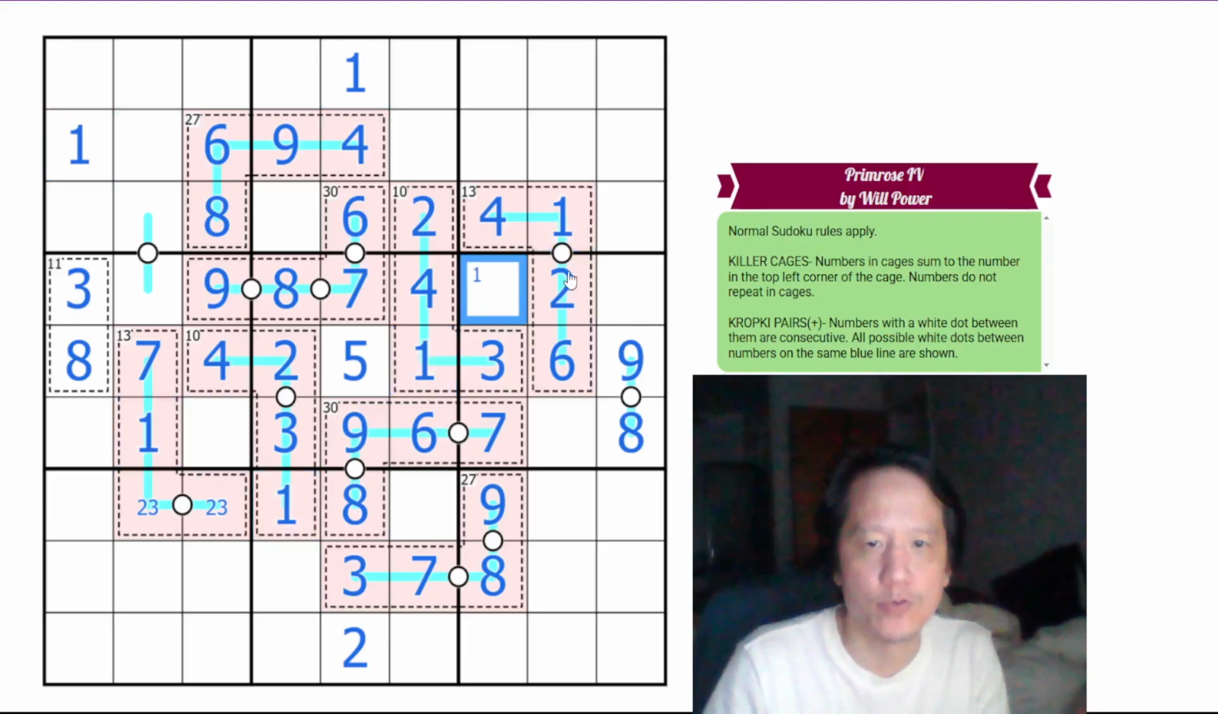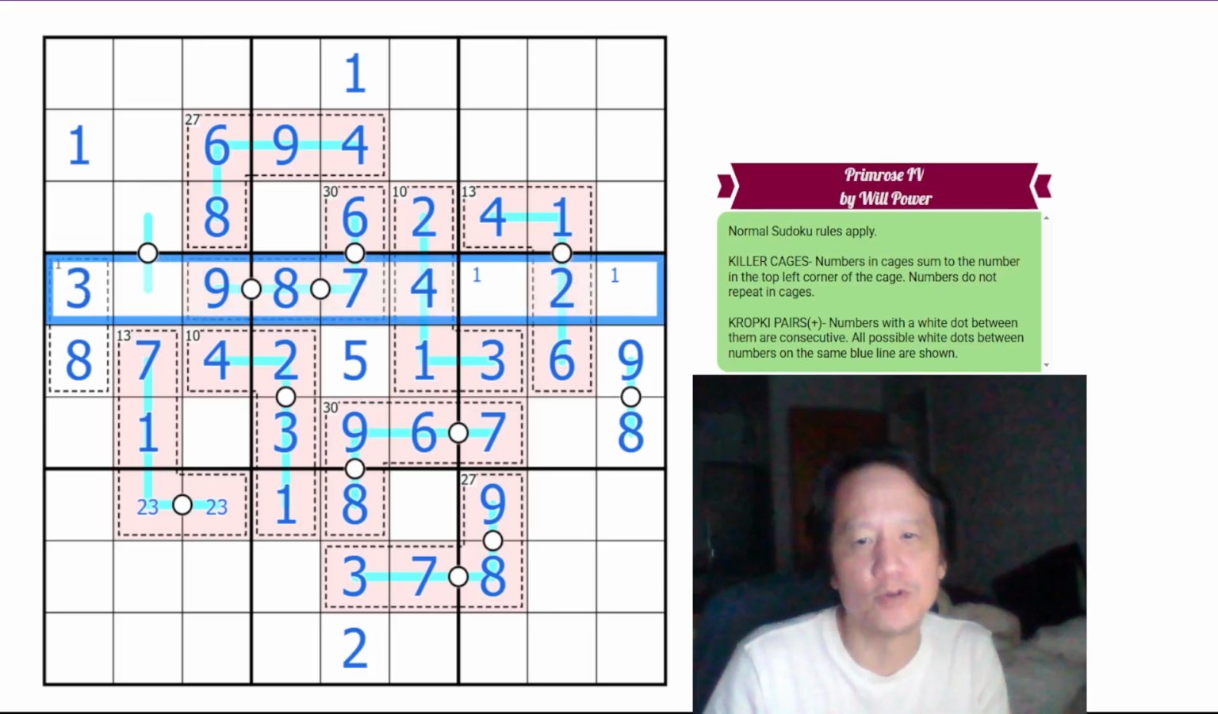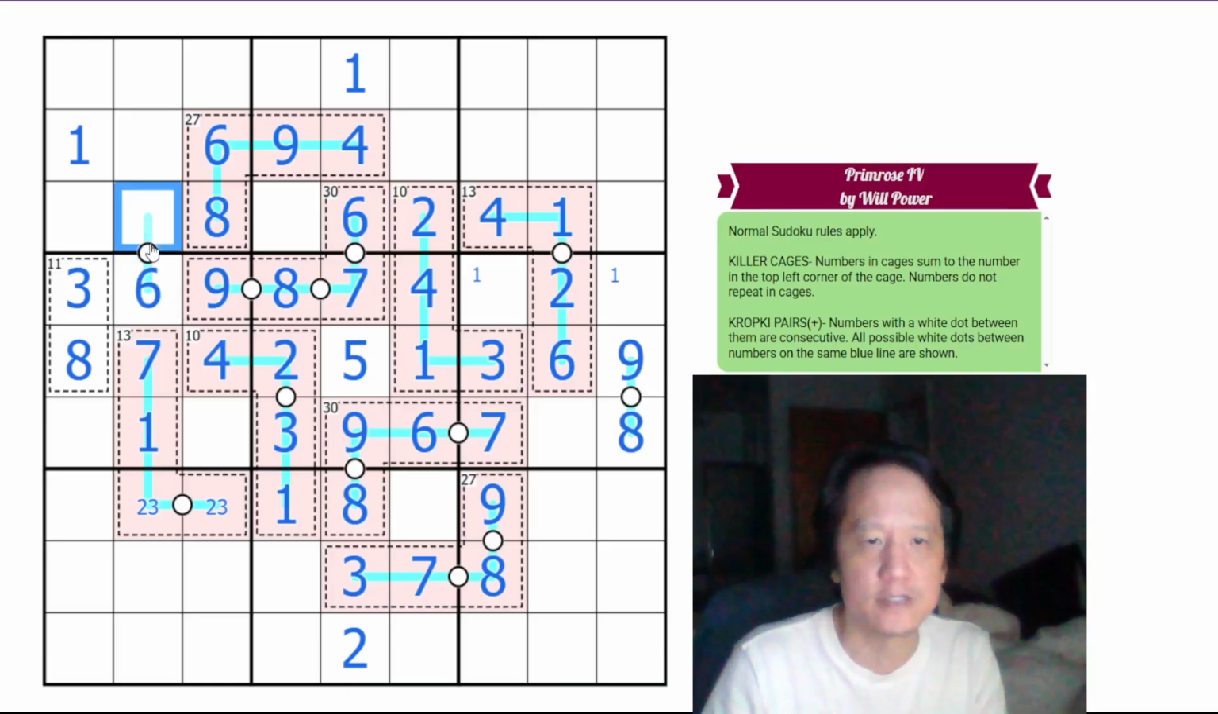1 has to be one of these two. What are the remaining digits in row 4? It's 1, 5, and 6, right? And 1 and 6, 6 cannot be either of these, so this must be a 6 here. 6 is only consecutive with 5 or 7, so this can't be 7 because of the 7 in the column, so this is a 5.